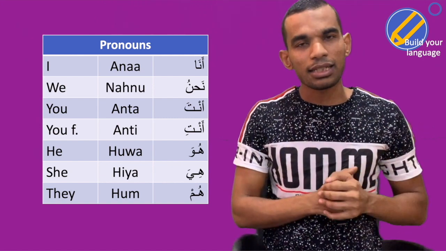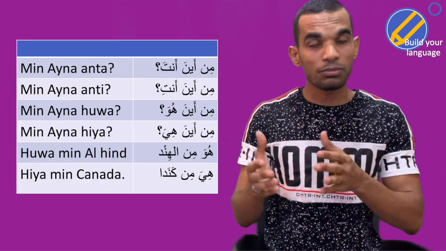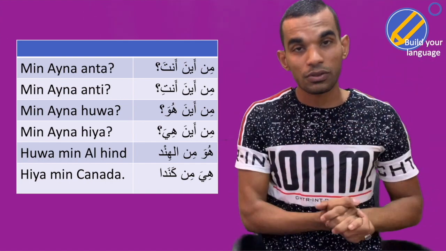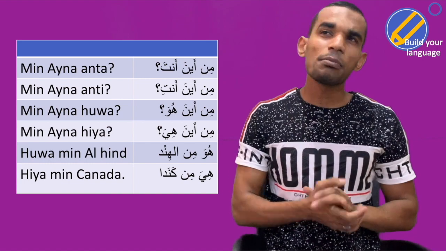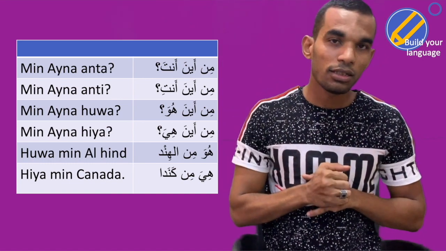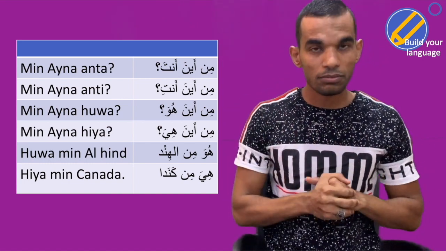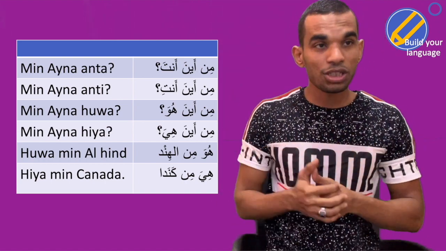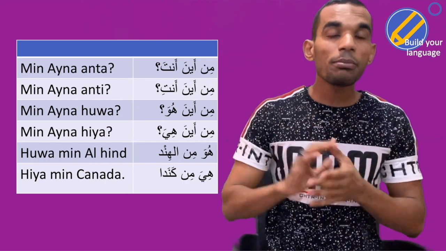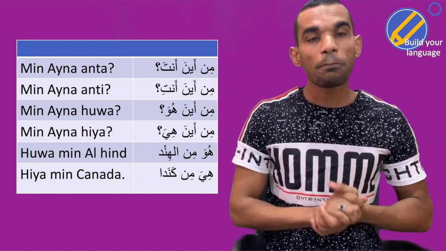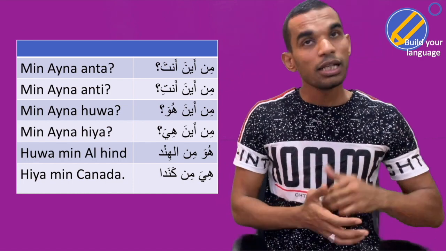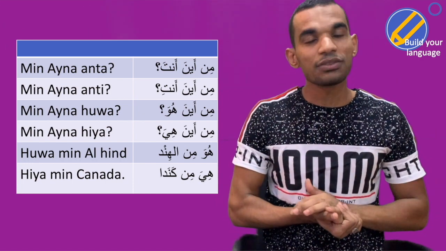من أين أنت؟ Where are you from? من أين أنتِ؟ Where are you from, for female? من أين هو؟ Where is he from? من أين هي؟ Where is she from? هو من الهند. He is from India. هي من كندا. She is from Canada.